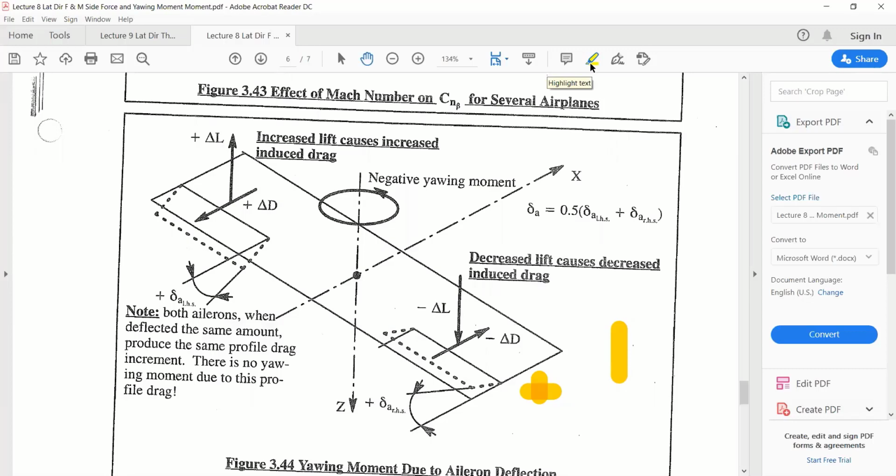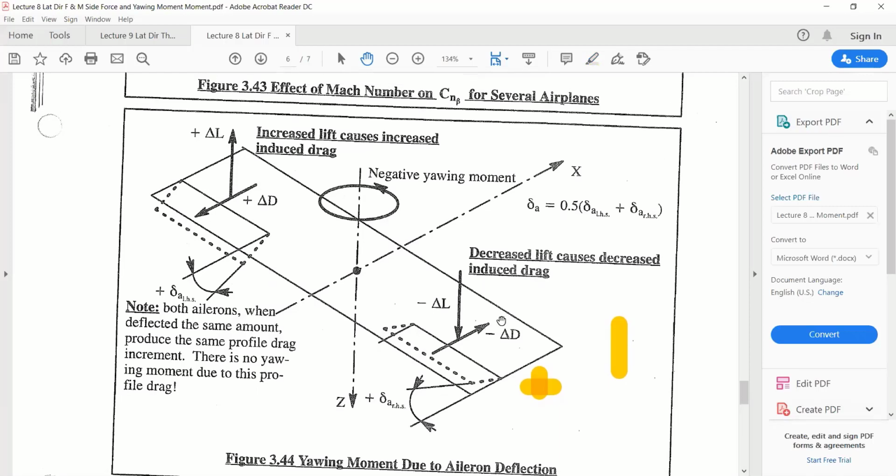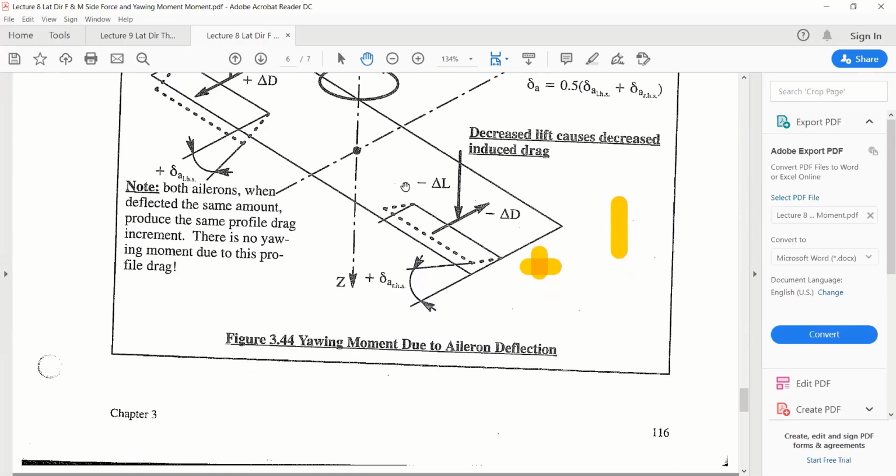So what that means is, in addition to the rolling moment of the lift differential, we get less drag here and more drag here, and that gives us a negative yawing moment, which is what they're saying right here. So that drag difference, less on the right, more on the left, gives you a negative yaw. Okay, so hold that thought. The ailerons are going to give a negative yawing moment for a positive roll. How about spoilers?